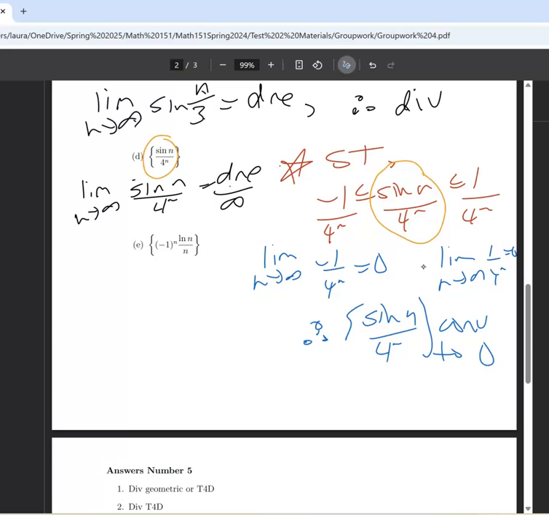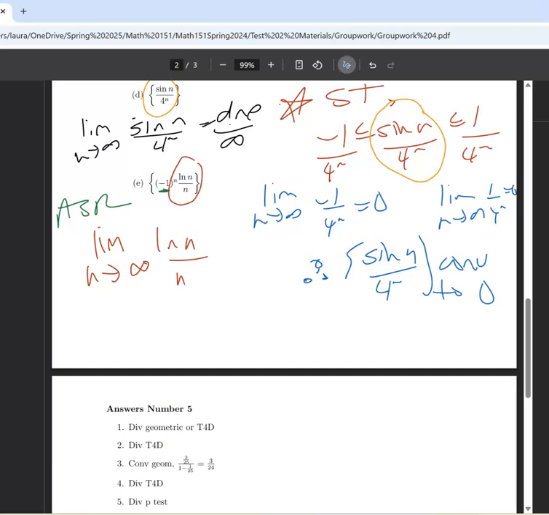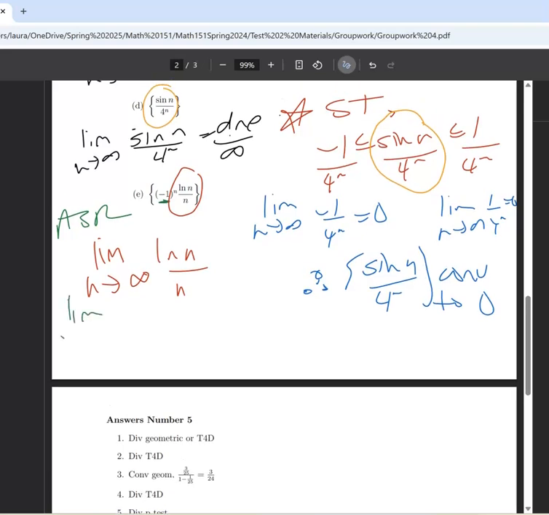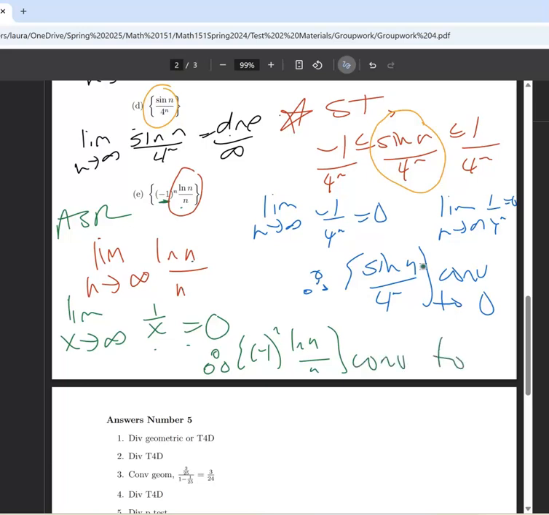All right, last one here. I'm recognizing that this is an ASR, right? I'm just going to take the limit of the positive part. And as I'm writing it down, I'm thinking, I might need to use L'Hopital's, right? Because it's infinity over infinity. So if I'm using L'Hopital's, make sure you change it to x's. Derivative gives me 1 over x. Derivative gives me 1. Put the infinity in, I get 0. Since the limit of the positive part is 0, the whole thing converges to 0 also.